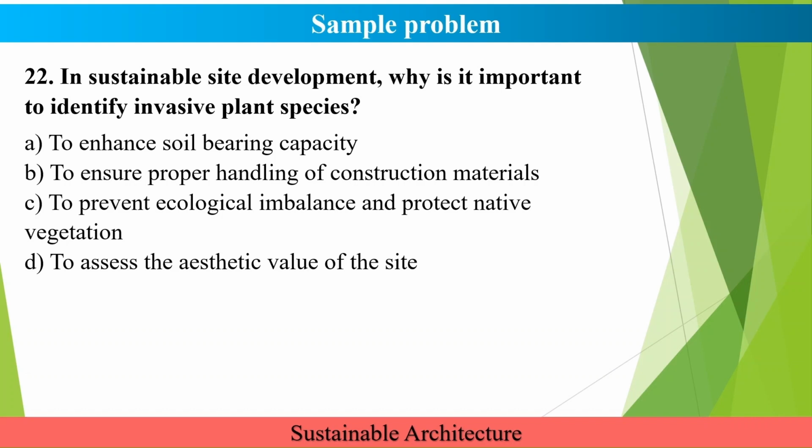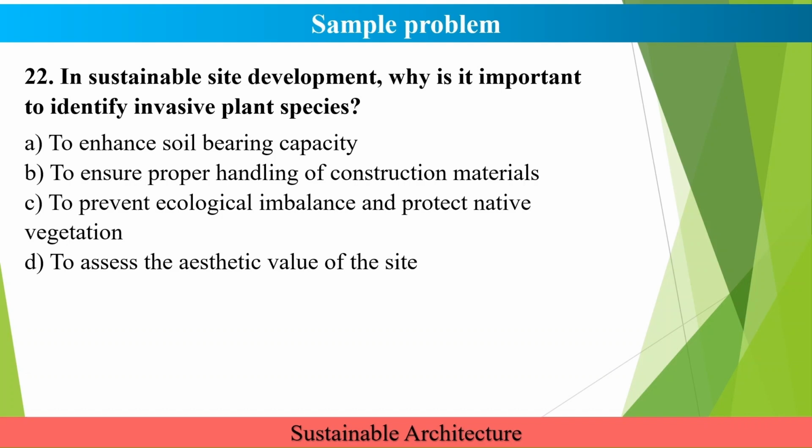Question number 22, and C will be the right answer because identifying invasive plant species is essential to prevent them from overtaking native vegetation and disrupting the local ecosystem, thus maintaining the biodiversity, as well as helping in ecological balance. So C will be the right answer, and I think most of you have answered C only. Okay, so it is clear to all of you. Can we move to the next question?